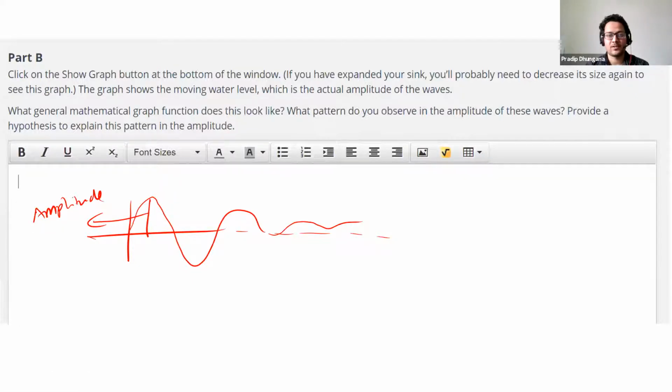Decreasing pattern, yeah, that's good. Decreasing pattern means over the period of time, amplitude decreases. Yep, that's good. And then this graph looks like a sine wave. Okay, sine graph. Decreasing, yep.